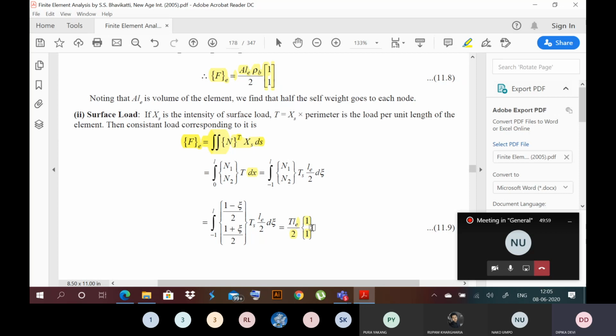Then we calculate this value for the second element. First element is connected to node 1 and 2. Second element is connected to node 2 and 3. So if this is the contribution of surface traction load for element 2, then the first term T into LE of 2 divided by 2 into 1 will go to node 2, and the second term will go to node 3. So that way you have to find out the total loads acting at node 1, total loads acting at node 2, total loads acting at node 3, 4, 5.